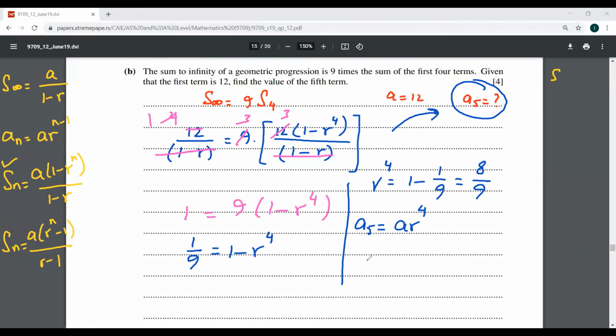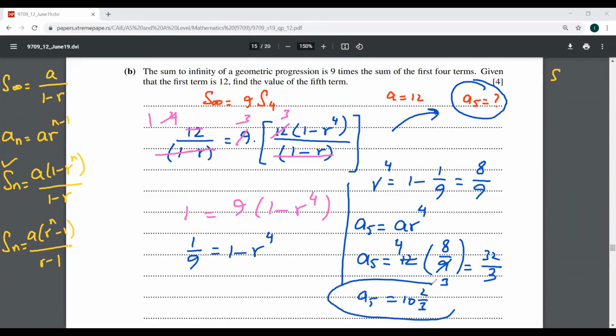So your a5, the fifth term, is going to be 12 times 8 over 9. You can use your calculators if you want. So this is going to be 32 over 3, so that is 10 whole 2 over 3. That is your fifth term. That is the required value.